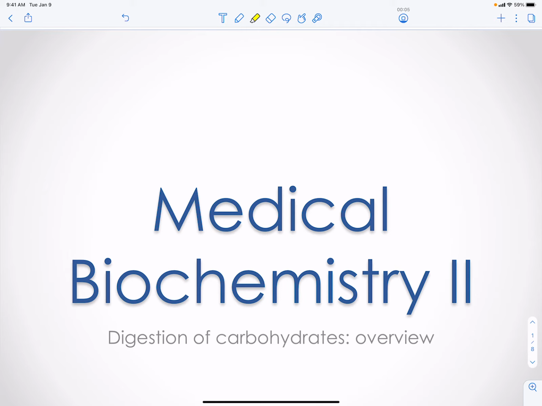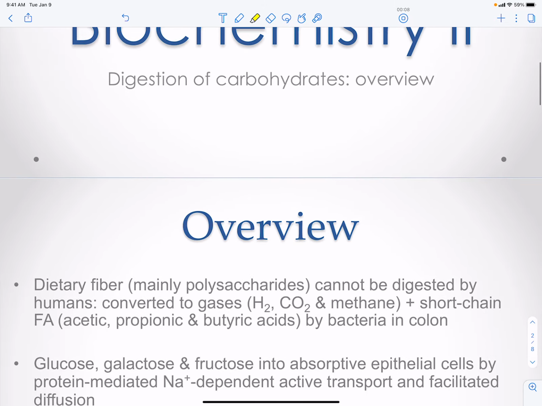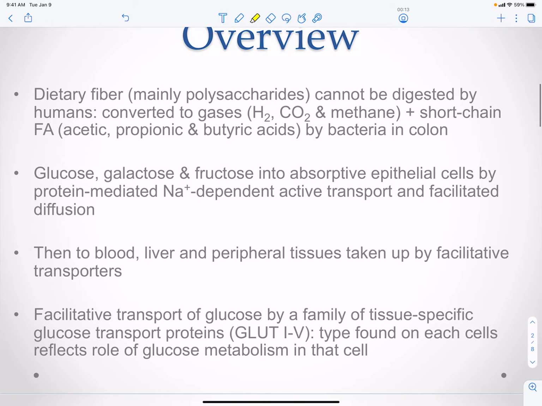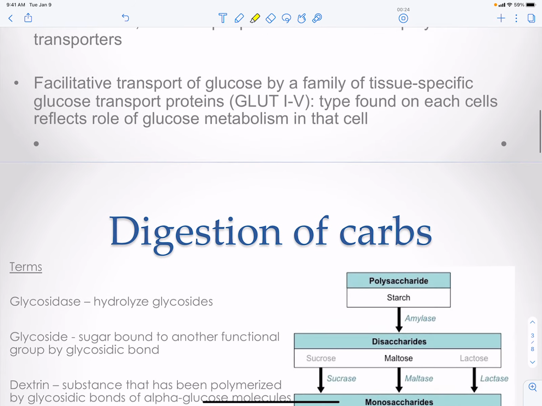Okay, so here we're going to talk about how carbohydrates are digested. And overall, we're going to discuss dietary fiber. We're going to discuss how glucose, galactose, and fructose are absorbed from the gut and then by individual tissues as well. But first, we have to start with digestion.